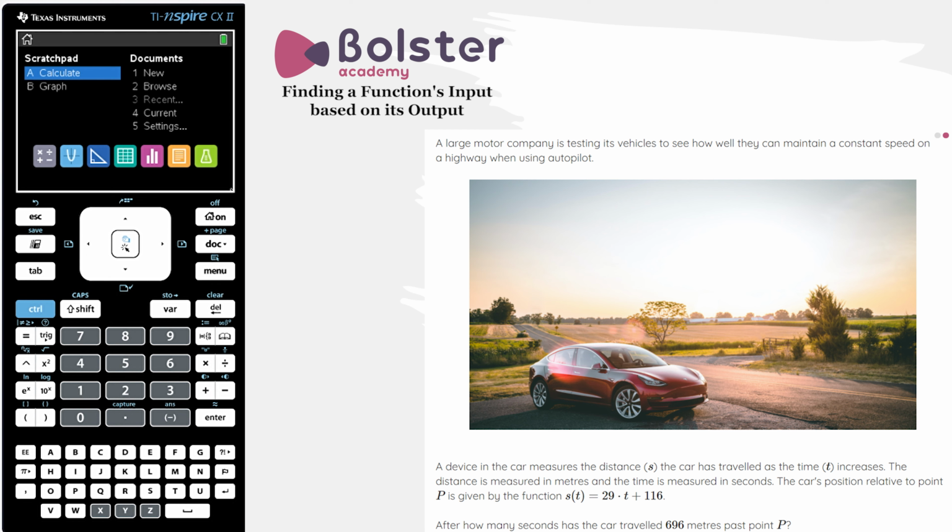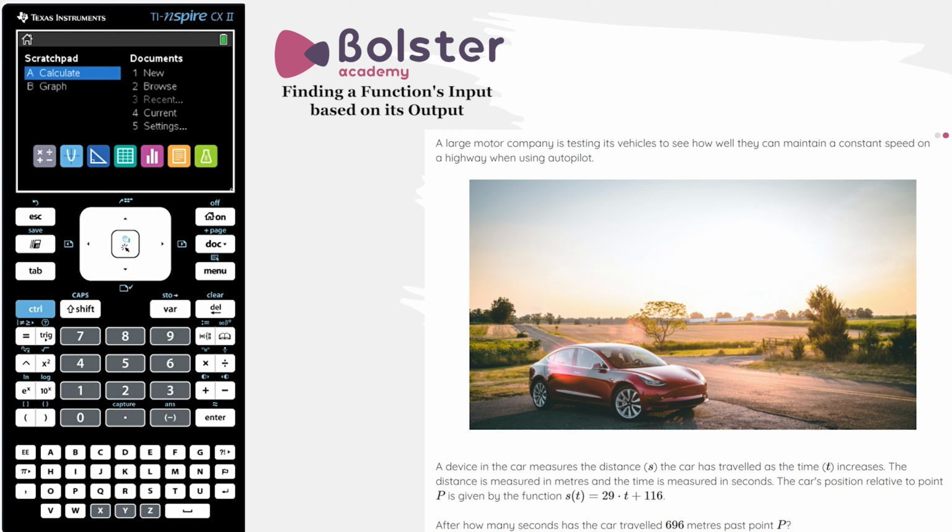So what are they asking us to do here? They're asking us to find the time t in seconds that the car has travelled 696 meters. So what you can see is t is the input to this function. t is the independent variable, and s, the distance travelled, is the output. So we're trying to find what t gives us an s of 696 meters.